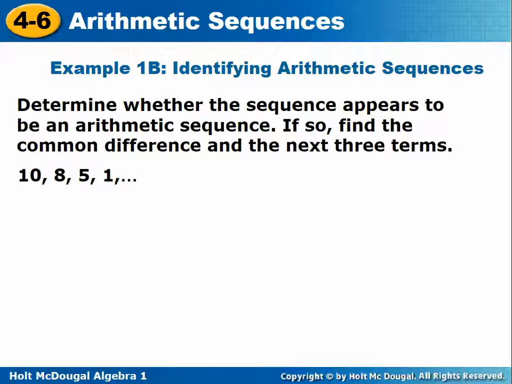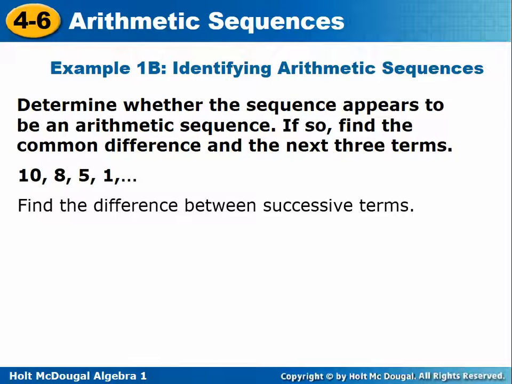So let's check and see if this is arithmetic. We go from 10 to 8 to 5 to 1. All right, so if I want to take the difference between 10 and 8, that would be 2. So I'm decreasing by 2, so that would be minus 2. Then from 8 to 5, it goes down by 3, and from 5 to 1, it goes down by 1. Now, there is a pattern, but this is not arithmetic.